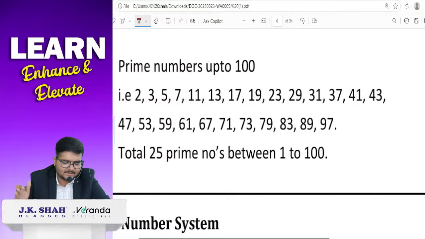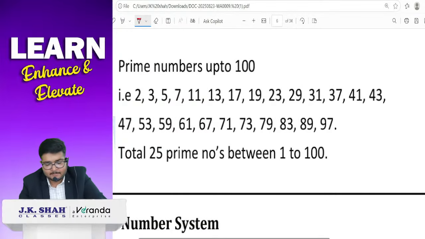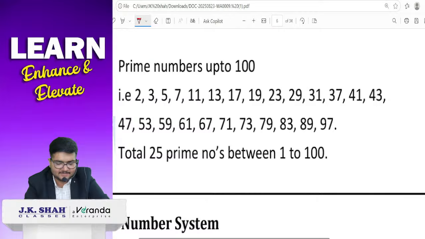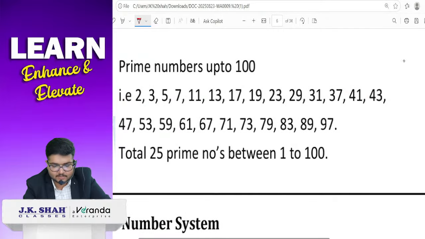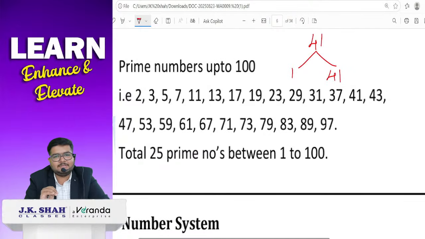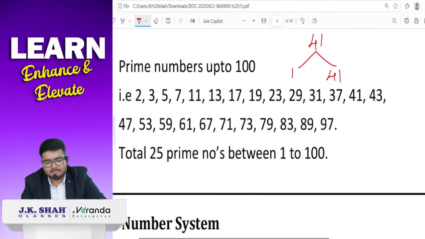2, 3, 5, 7, 11, 13. These are all prime numbers up to 100, right? For example, let us take 41. What are the factors of 41? 1 and 41. There are no numbers which have 41 in their table. That is why 41 is a prime number.